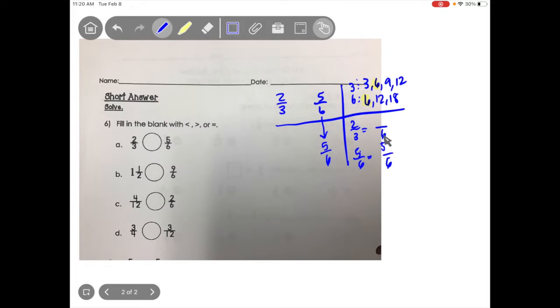But what did I multiply 3 by to get to 6? 2. So whatever I multiply the denominator by, I have to multiply the numerator by. So 2 times 2 is 4. The equivalent fraction for 2/3 would be 4/6. Now do you see how easy it is to compare 4/6 and 5/6? We can clearly see that 5/6 is greater, or if we're reading it as the number sentence, 2/3 is less than 5/6.